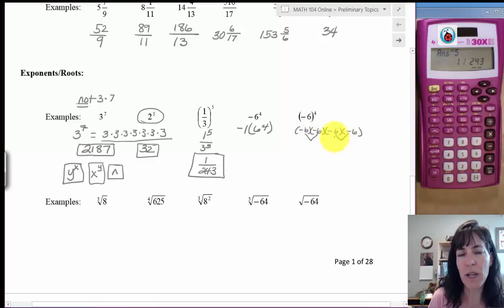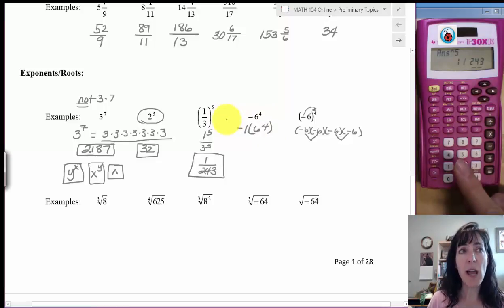Those two will multiply and give a positive. So when I take a negative number to a 4th power, the negatives are going to go away, and I'm just going to have a positive result. So one of these gives me a negative, one of them gives me a positive, and it all depends on where the parentheses are. Now let's see what the calculator does if I type it in exactly the way it's showing here.